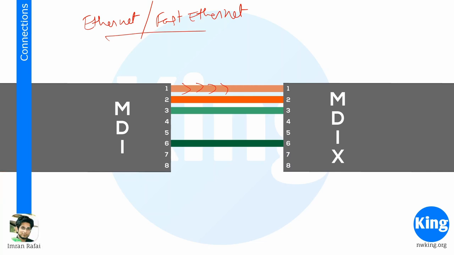So what happens is, let me use black. You have transmitters, TX plus and TX minus, and for receive, like I said, this is TX and this is RX, and here this is RX and this is TX. So for Ethernet and fast Ethernet, you're only using the connector points 1, 2, 3, and 6 on either side, MDI or MDIX, right? So here this will be transmitters, and this will be receiver ports.